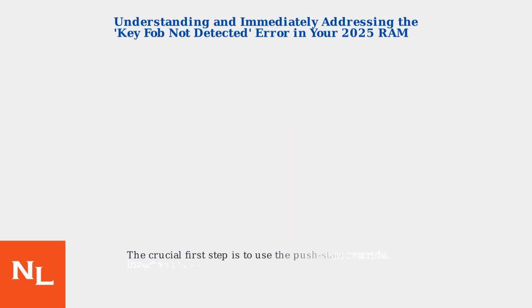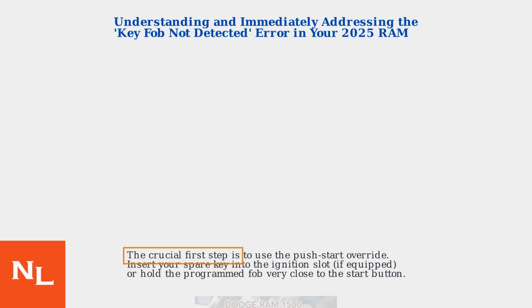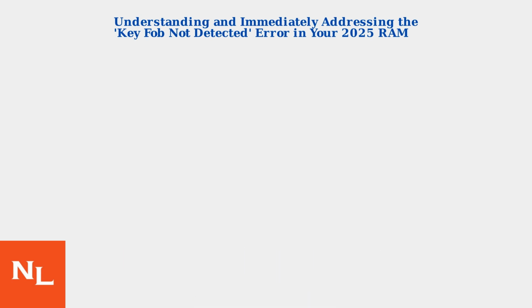The crucial first step is to use the Push Start Override feature. Insert your spare key into the ignition slot if your model has one, or hold the programmed fob very close to the start button. This bypasses the faulty detection and allows manual engine start. Understand that this is only a temporary fix, not a permanent solution.